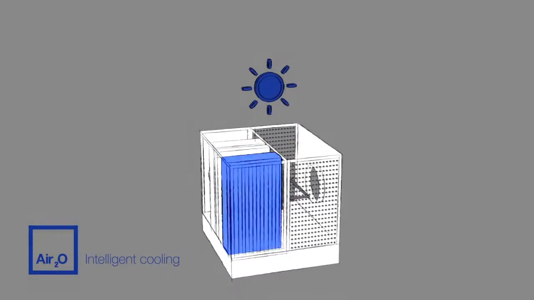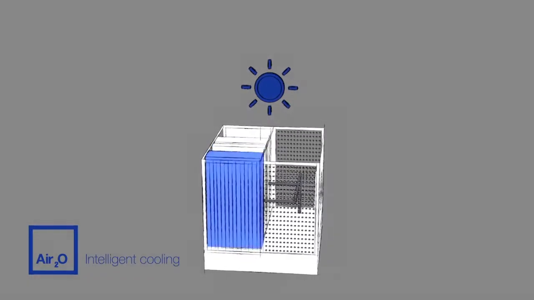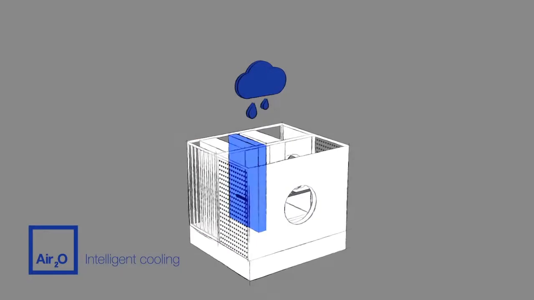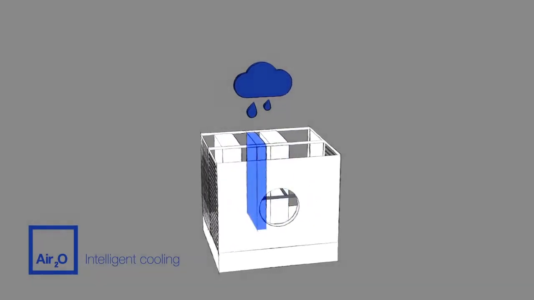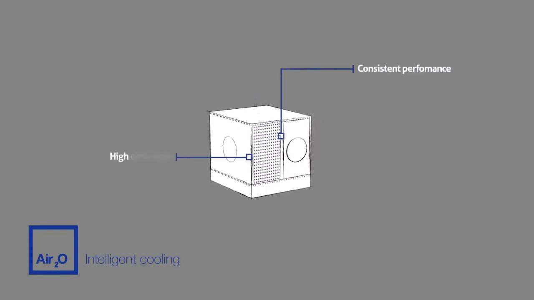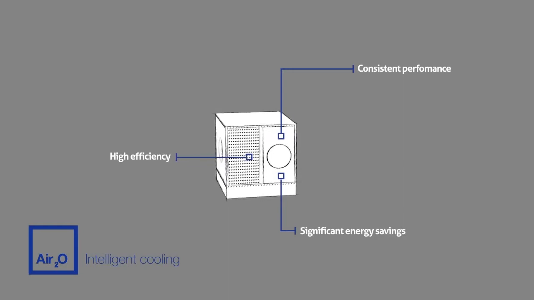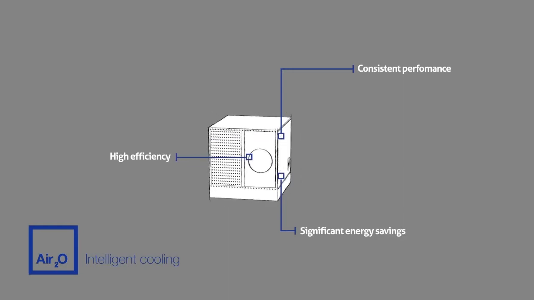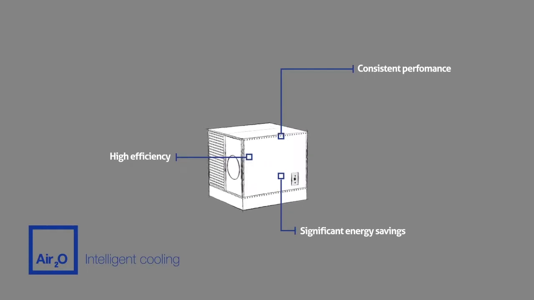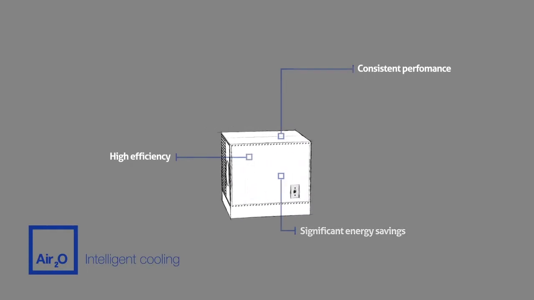Air2O's equally unique and intelligent control system can automatically respond to external weather conditions, switching its cooling strategy from evaporative cooling to air conditioning only when needed. This ensures consistent performance, high efficiency, and significant energy savings, meaning Air2O hybrid cooling technology can be applied anywhere in the world, providing energy-efficient cooling without compromise.